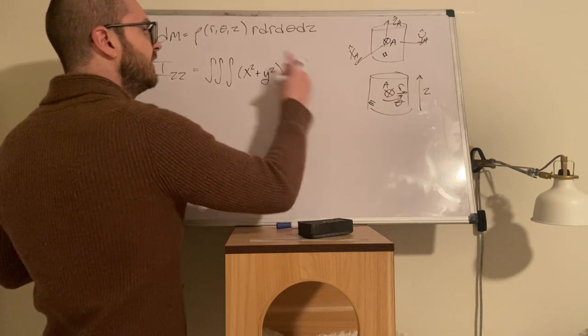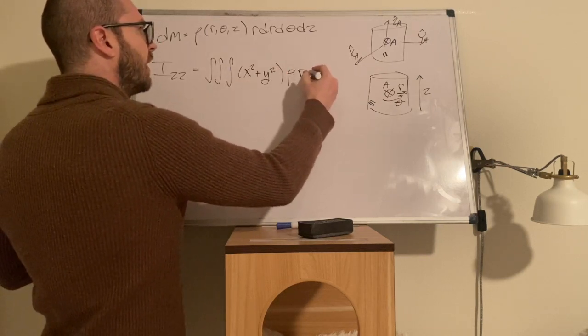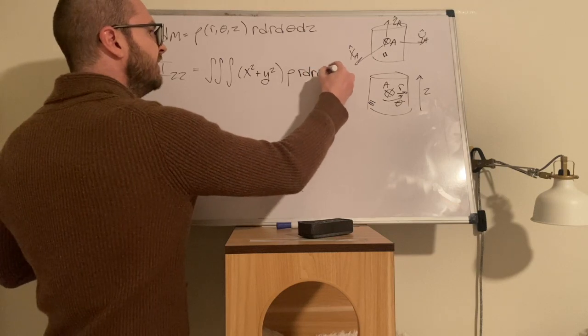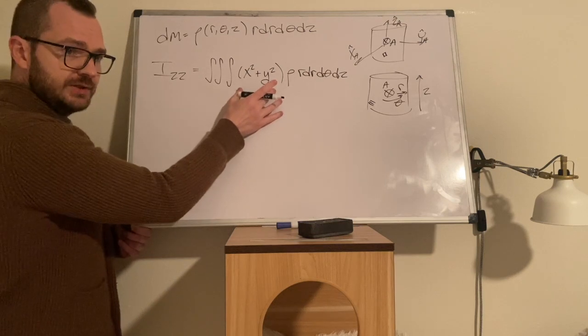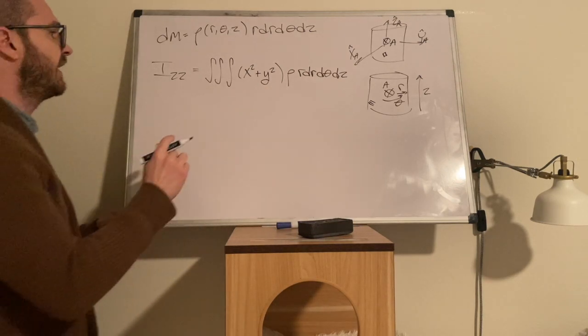And density, we're going to say density is constant, multiplied by r dr d theta dz. Clearly, we're going to have to do some change with the x squared plus y squared. We'll get to that in a moment.